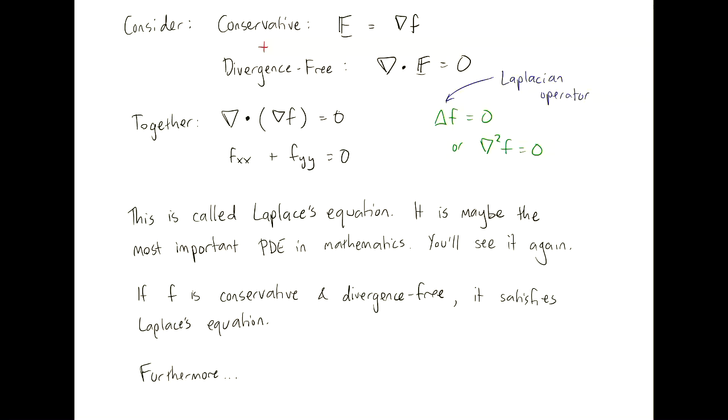And this is really, really important. This is maybe the most important PDE there is. You'll see it again before the semester is out. I just wrote the lecture on it. If F is conservative and divergence-free, it satisfies Laplace's equation. It's well understood. It tells us that everything comes from the boundary, but that's not all that happens here.